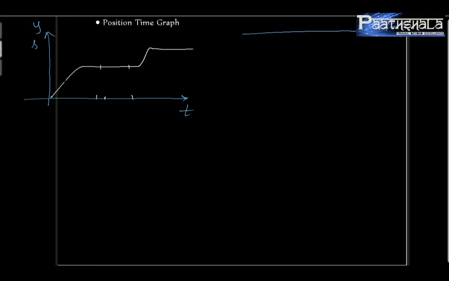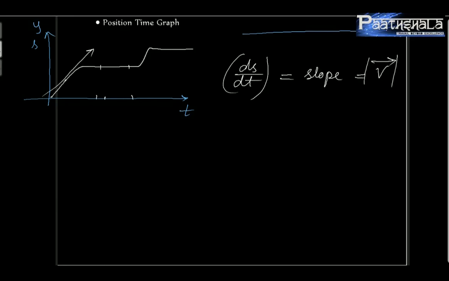the slope gives us what? ds upon dt, which is the derivative, right? We have seen that the geometrical interpretation of the derivative is basically the tangent to the graph. So this tangent to the graph gives us the slope, and this gives us the value of instantaneous velocity, the magnitude of instantaneous velocity.